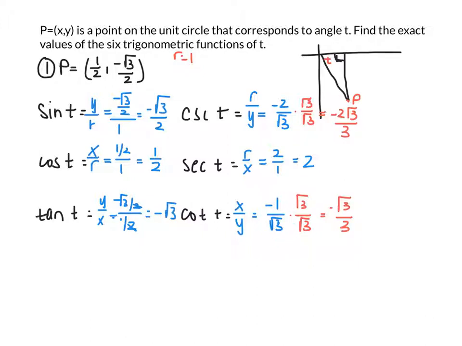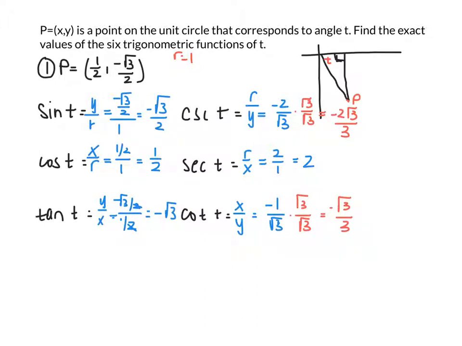Just know sometimes you'll see this with the denominator being rationalized, so multiplying this by root 3 over root 3, so it's the same thing as negative root 3 over 3. These cancel, and so you don't have a square root in the denominator. This is perfectly acceptable, but you will see this sometimes.